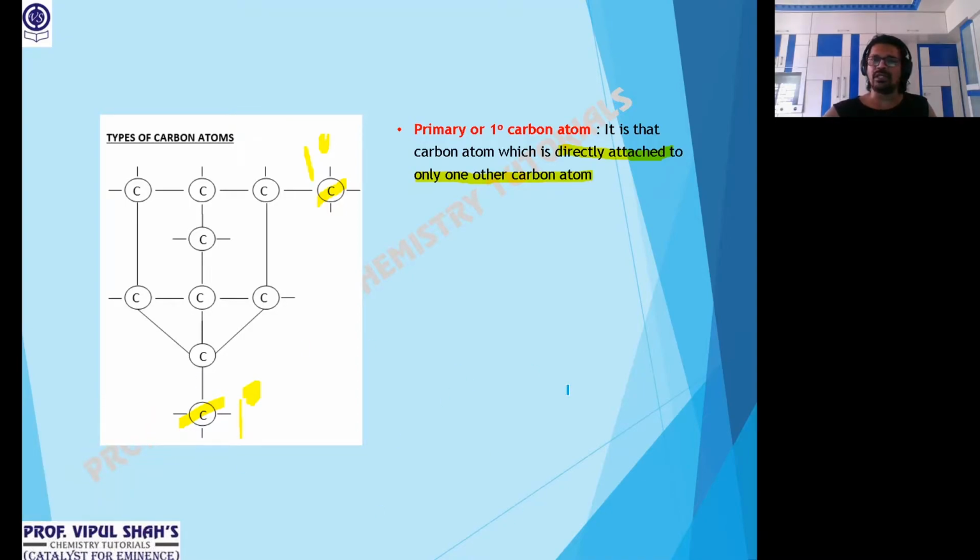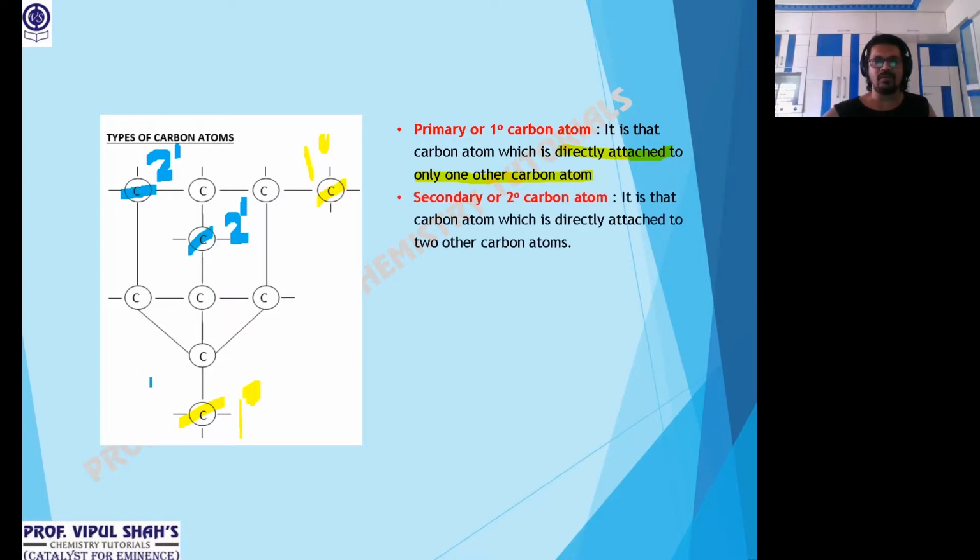Now 2 degree carbon is directly attached to two others. For example, this carbon is attached to one and one down there, so this is 2 degree. Which other carbon will be 2 degree if you observe? This one is attached to three, this one in between. Where you see two valency short, that is also 2 degree carbon. So that's a secondary carbon, which is directly attached to two other carbon atoms.